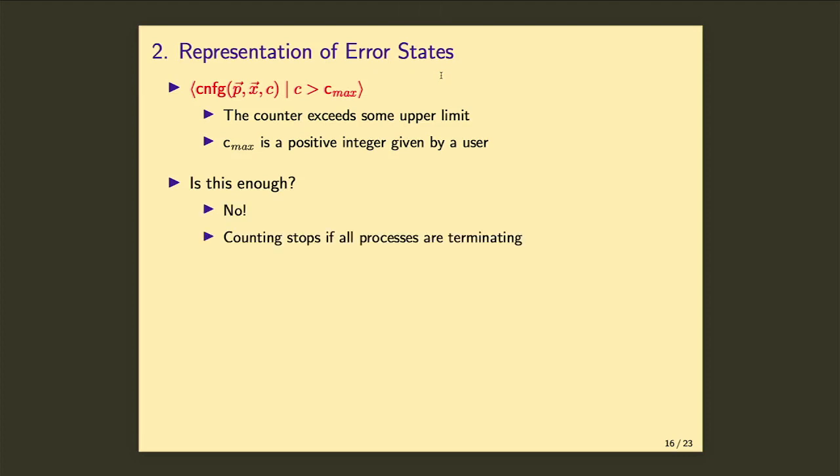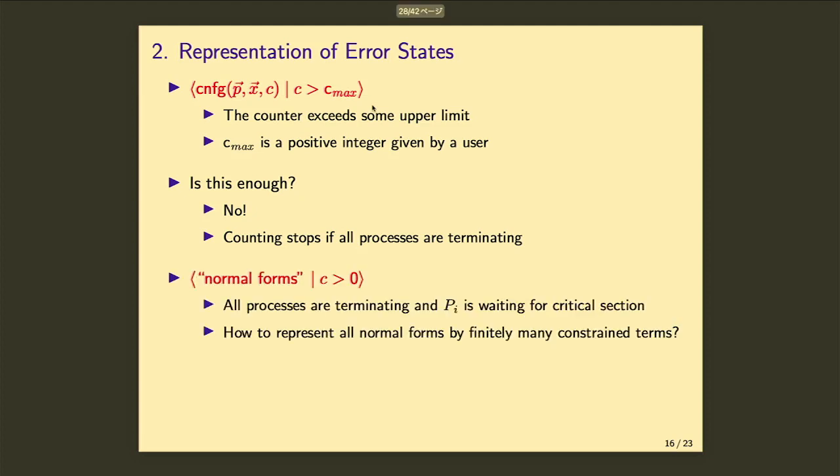The answer is no, because the counter is incremented by the other processes. So if all processes are terminating, the counting will stop too. So the error state with C greater than Cmax cannot be reached even though starvation happens. So we have to represent the normal form where all processes are terminating, even though Pi is waiting for the critical section. So this term, the normal forms, with the guard C greater than 0, is the error state. So how do we represent these normal forms?